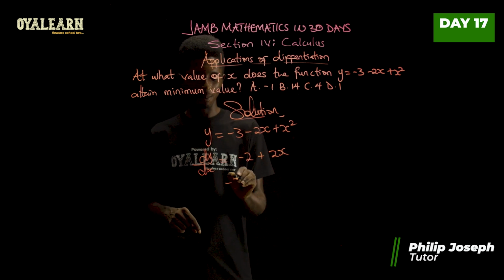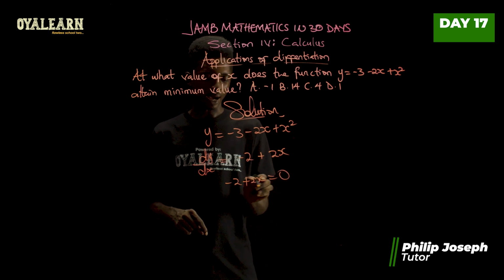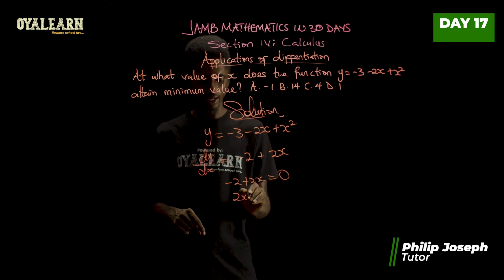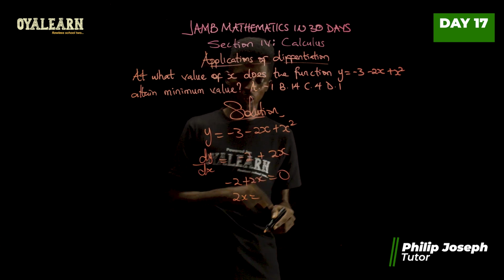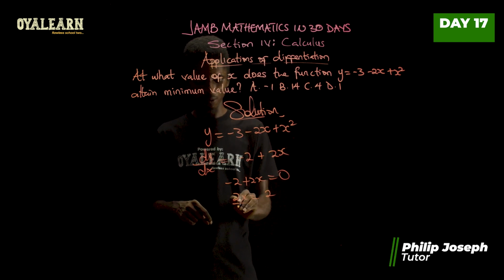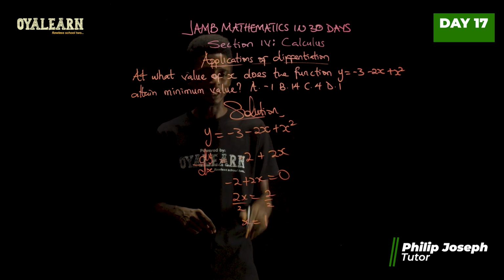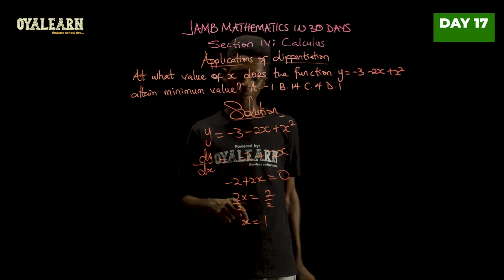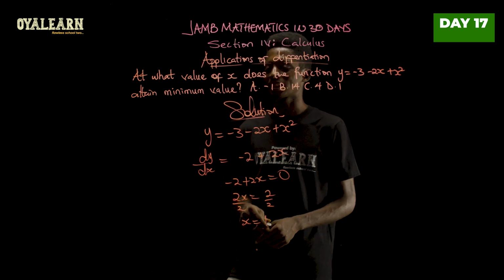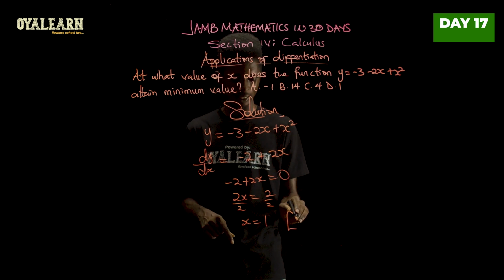So we then go on to say minus 2 plus 2x equals 0. And what this implies is that 2x will then be, now taking minus 2 to the other side, it becomes positive. So plus 2. Divide both sides by 2 and x equals 1. So this function will be at minimum when x is 1. So the correct option here is D.